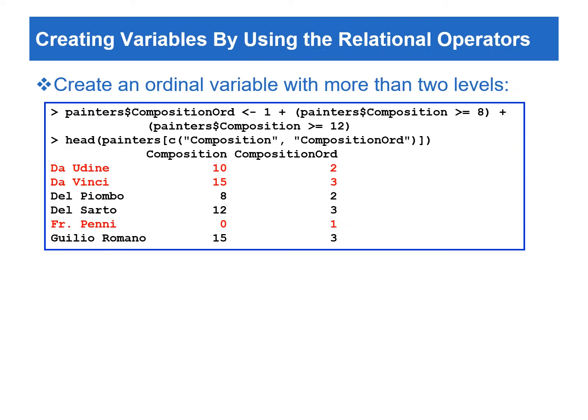This example shows how to create an ordinal variable based on the composition variable. If the composition is less than 8, the new variable will be assigned 1. If composition is greater than or equal to 8, but less than 12, R will assign 2. And lastly, if the composition is greater than 12, R will assign 3 to the new variable.